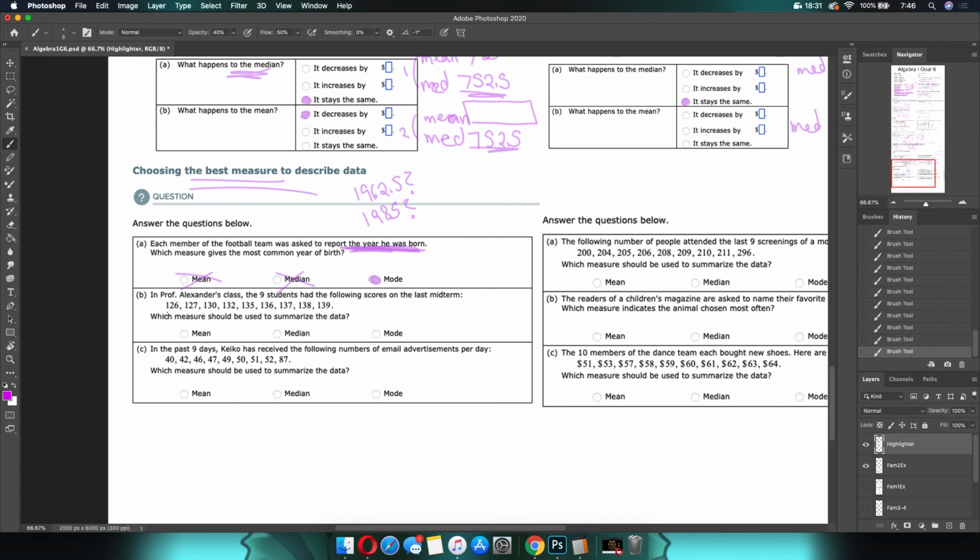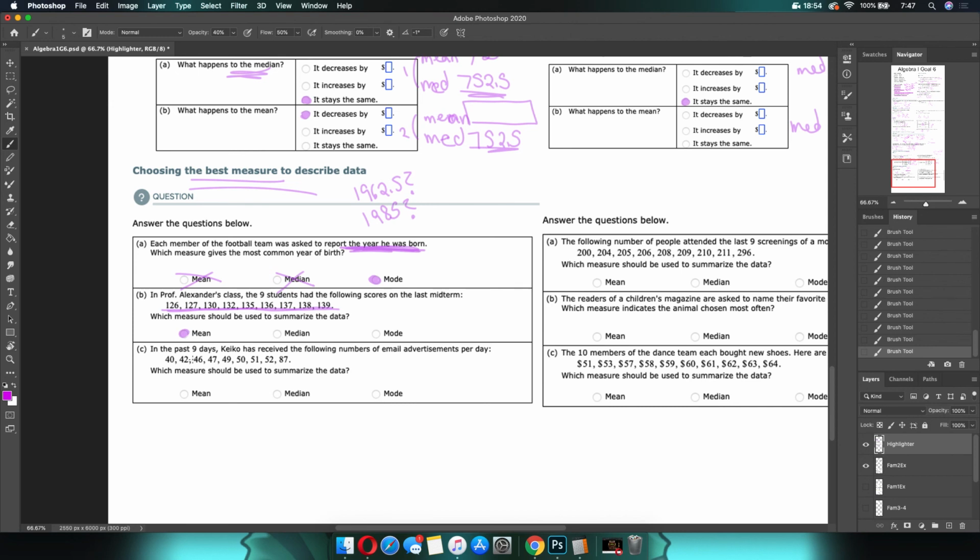Here, they don't even give you that much. They just sort of give you a list. Class 9 students' scores on the midterm. What measure can best be used to summarize the data? So if these are scores, when we're looking at test scores, what do we look at? Do we look at the average or the median? We look at the average, so we're going to be using mean.